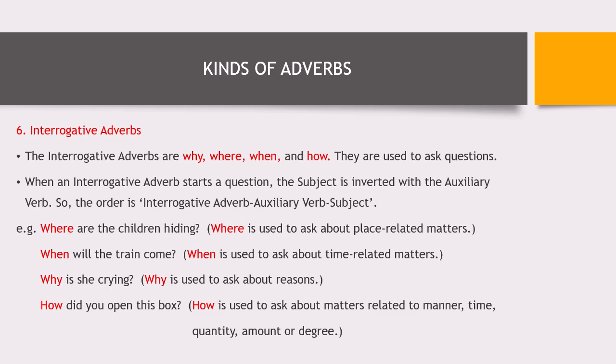When will the train come? When is used to ask about time-related matters. Why is she crying? Why is used to ask about reasons. How did you open this box? How is used to ask about matters related to manner, time, quantity, amount, or degree.